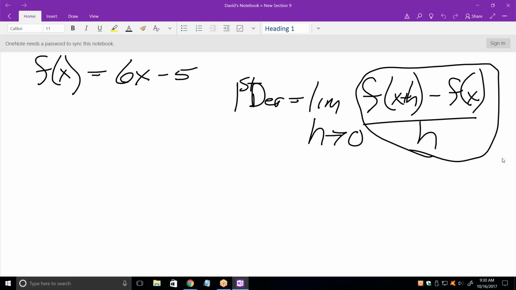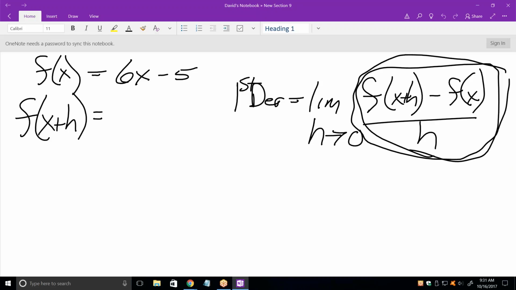Well, it's not as hard as you think. First, figure out what f of x plus h is. We're going to need both of these things. Notice what the thing says. It's f of x plus h minus f of x. Well, we know f of x, but we don't know f of x plus h yet. Let's fill it in. You know how to do this. Plug in whatever's in the parentheses wherever you see x.